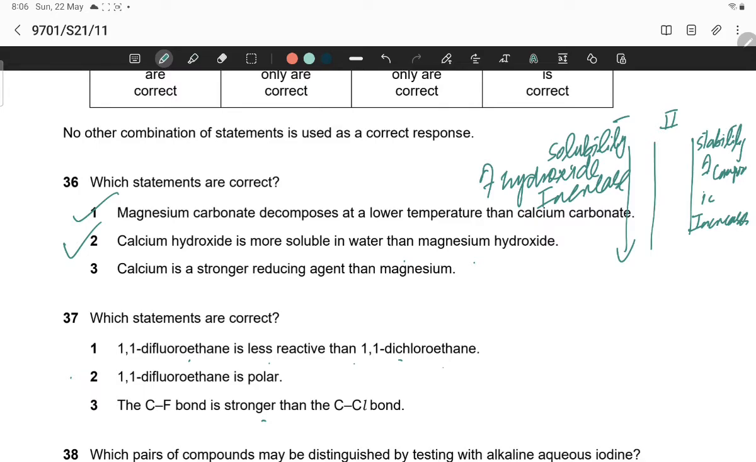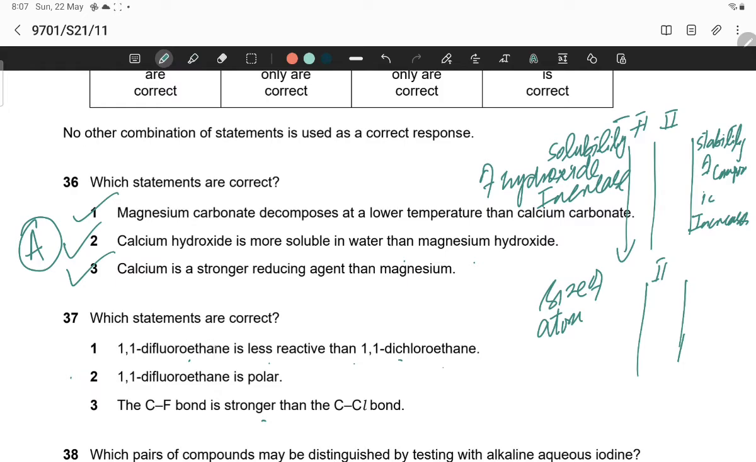Calcium is a stronger reducing agent than magnesium. So going down group 2, the size of the atom increases. When the size of the atom is increased, it is easier to remove an electron from the outer shell. So that's why it is easier for the lower element in group 2 to lose its valence shell electrons. So that's why calcium is a stronger reducing agent than magnesium. So this is also correct. So if three statements are correct, the option will be A.